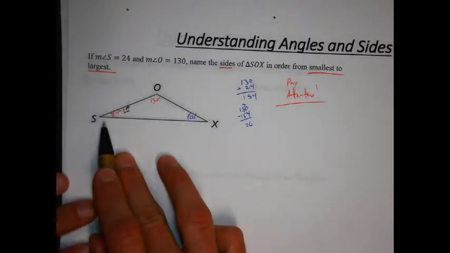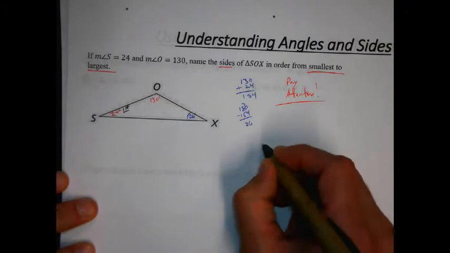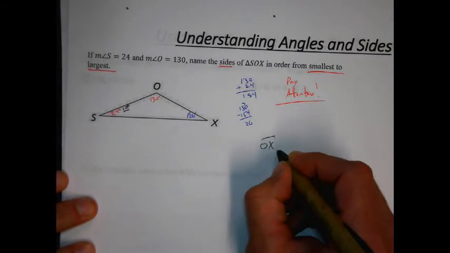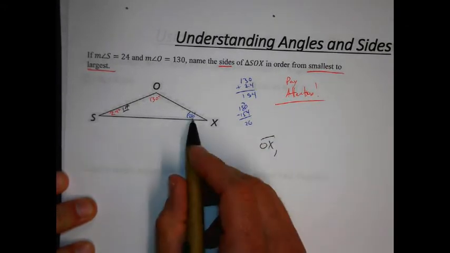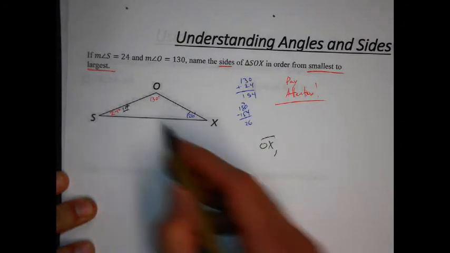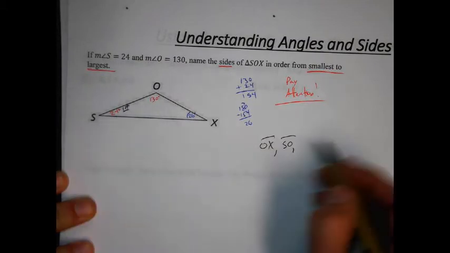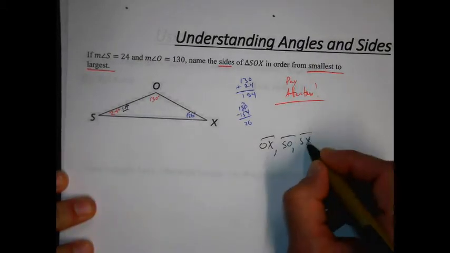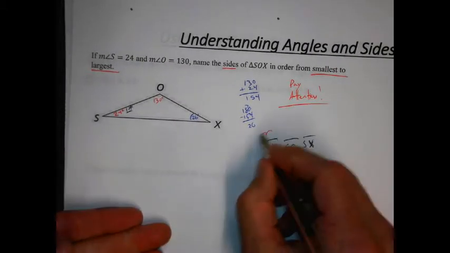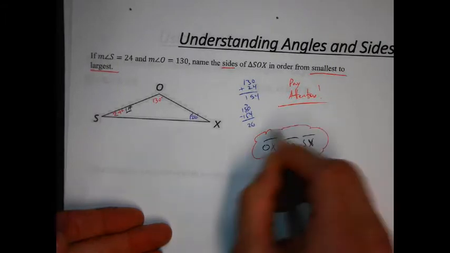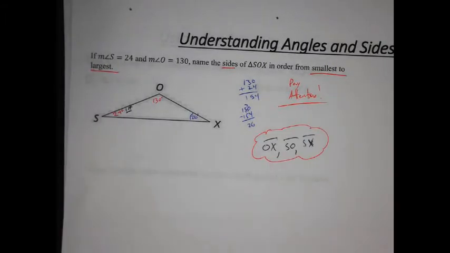What's the side opposite? Side OX. And so we label that segment OX. Second smallest, opposite 26, which is SO. And then the third, which of course is the largest, is SX. And that's how we would construct our answer. We put the segments in order. Okay? So that is understanding angles and sides.